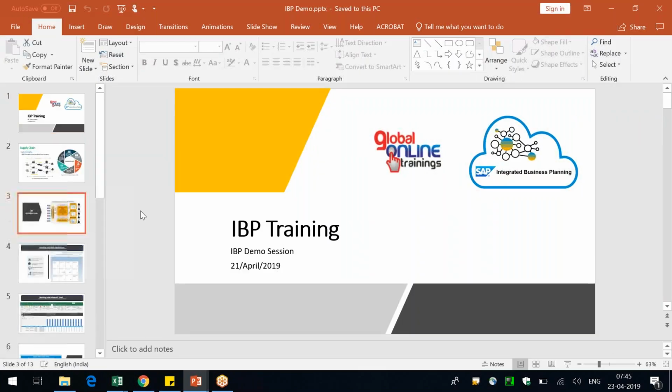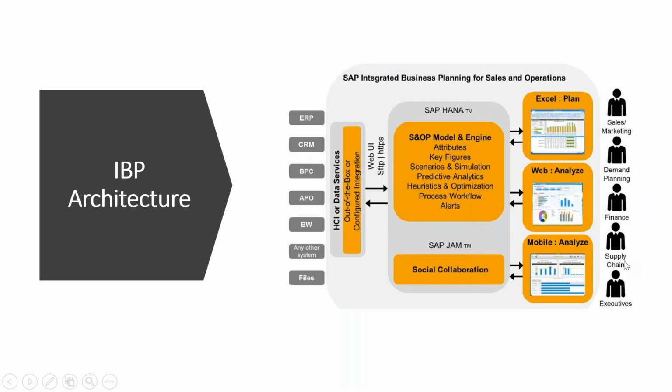We have a dedicated session on the integration piece, but this is our SAP IBP system. These are all the types of users that can access. They'll access through Excel. They'll access through the web. They can also access through mobile. On the left-hand side, you can see different systems that are interacting with IBP here: ERP, CRM, BPC, APO, BW, any other legacy system files. The interface is called HCI, HANA Cloud Integration. It's an out-of-the-box configured integration.